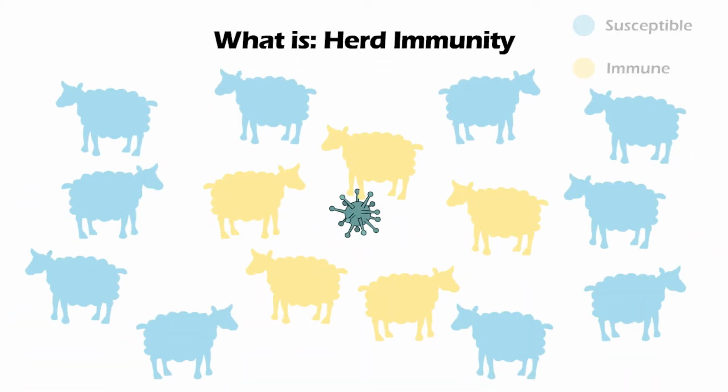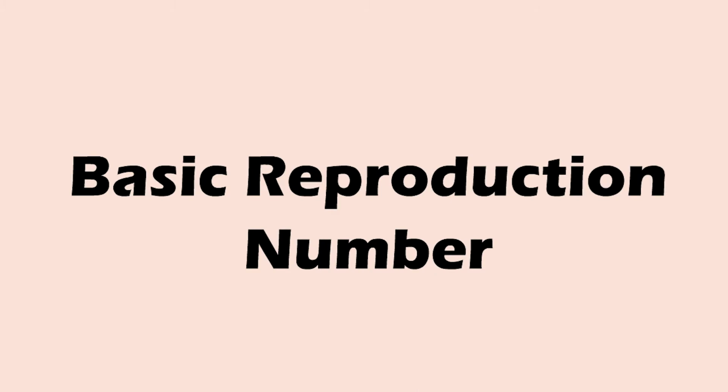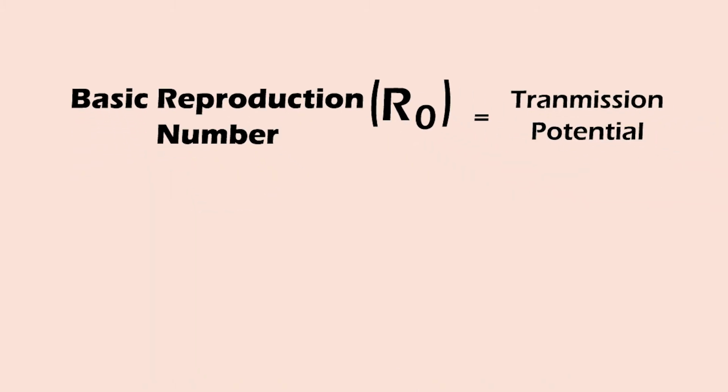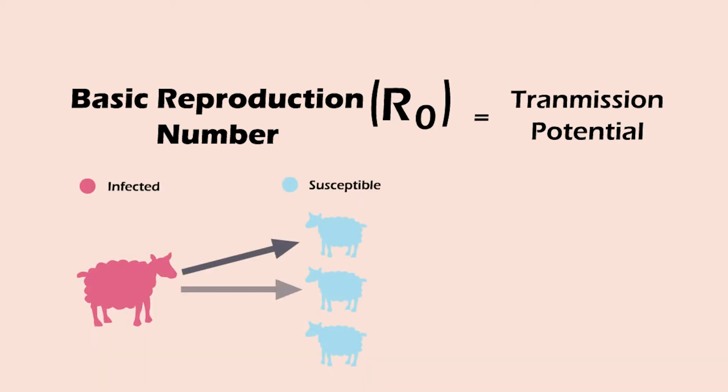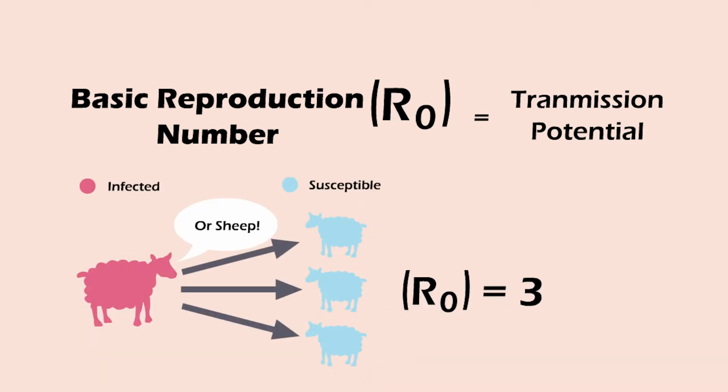What is herd immunity? Herd immunity describes the state of a population when a large enough proportion immune to an infectious disease can indirectly protect those who are not immune by preventing the disease's spread. Whether this can be achieved or not depends on the basic reproduction number, R naught, which is the expected number of secondary disease cases that come from one infected individual. In other words, how many other people, or sheep, is one infected individual at risk of infecting?